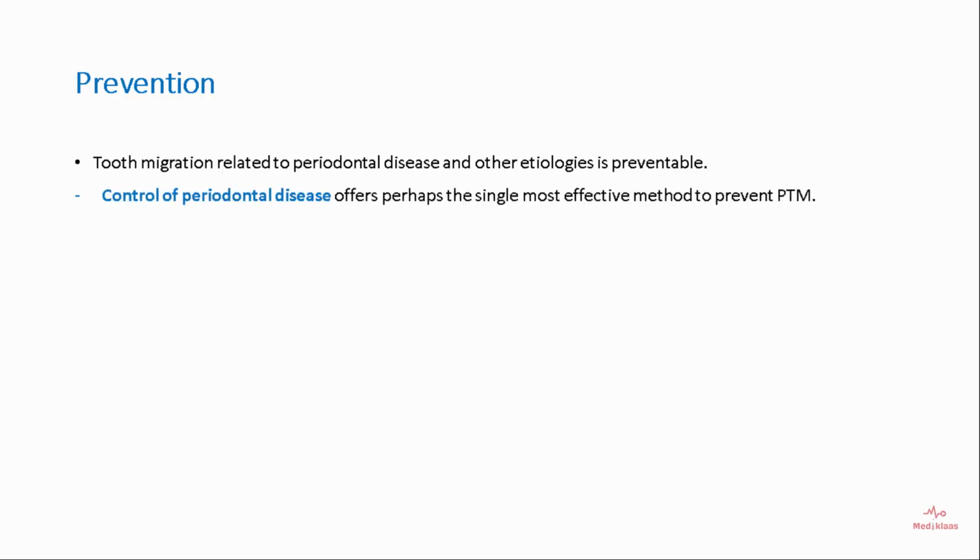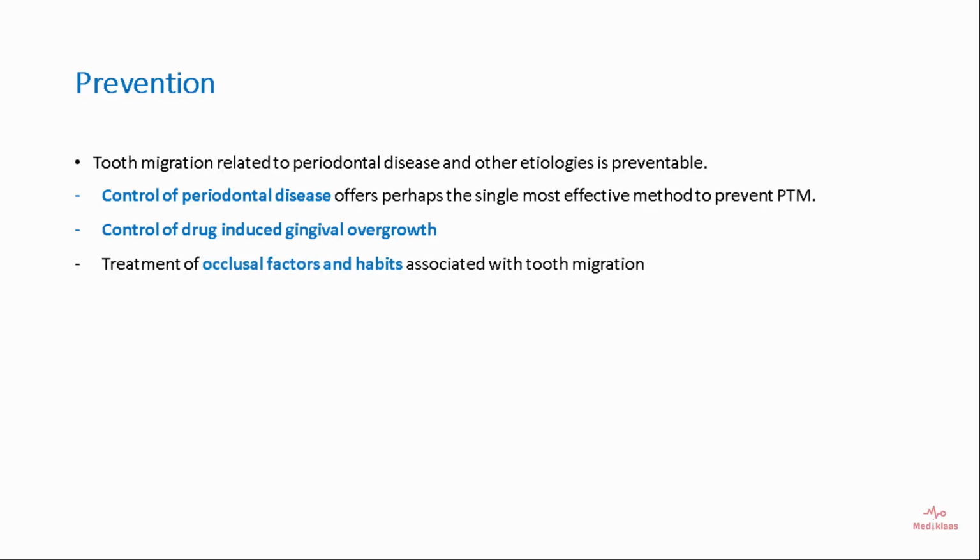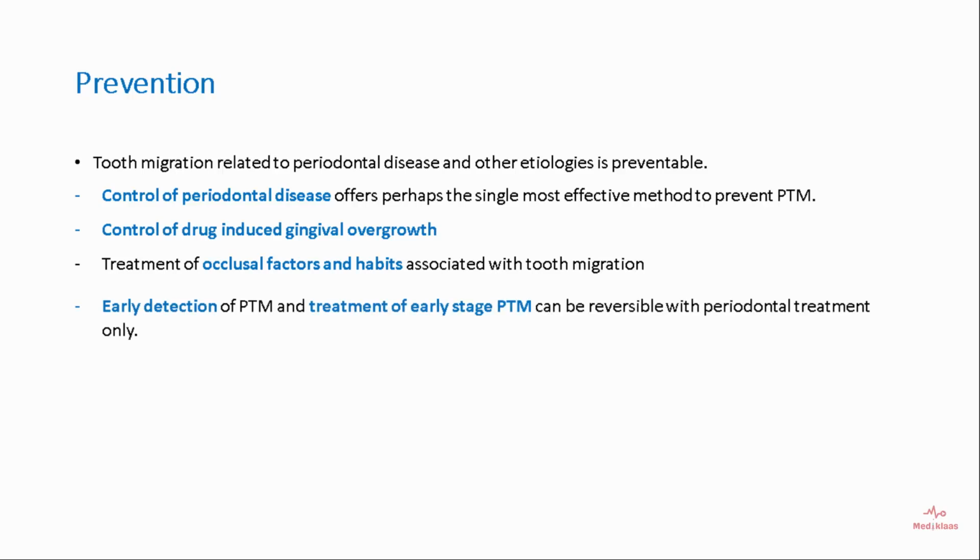How to prevent pathologic tooth migration? Tooth migration related to periodontal disease and other etiologies is preventable. Control of periodontal disease is the single most effective method to prevent pathologic tooth migration. Other measures include control of drug-induced gingival overgrowth, treatment of occlusal factors and habits that cause tooth migration, and early detection of pathologic tooth migration. Treatment of early stages can be reversible with periodontal treatment only.